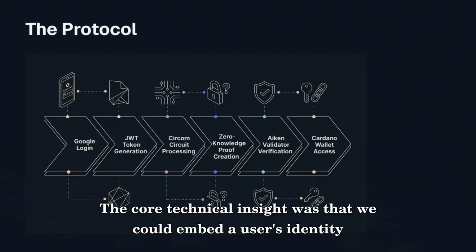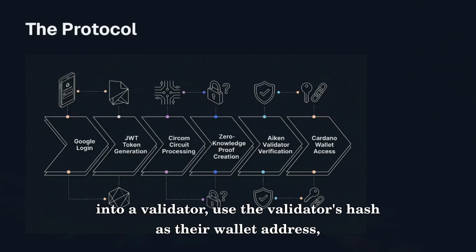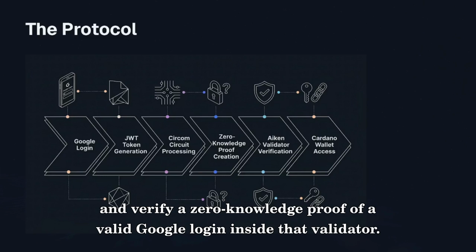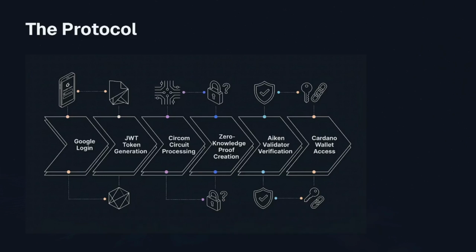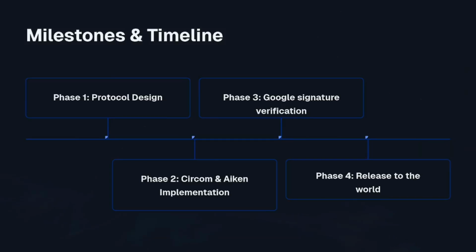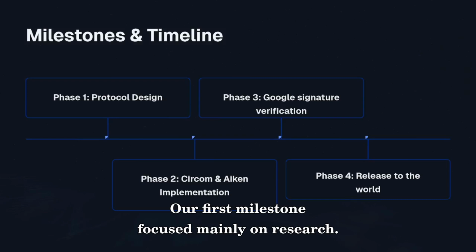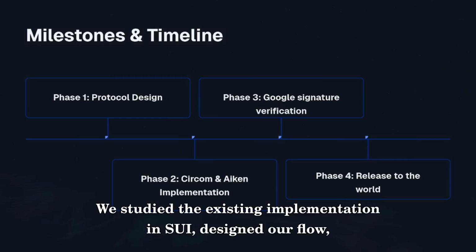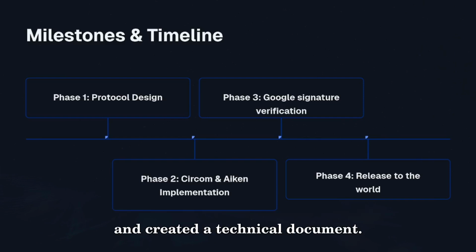The core technical insight was that we could embed a user's identity into a validator, use the validator's hash as their wallet address, and verify a zero-knowledge proof of a valid Google login inside that validator. We organized this over 4 milestones. Our first milestone focused mainly on research. We studied the existing implementation in Sui, designed our flow, and created a technical document.